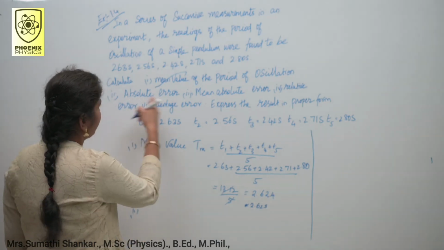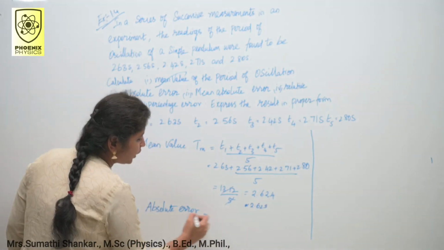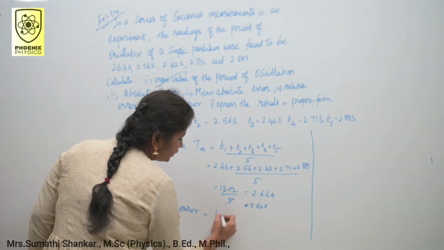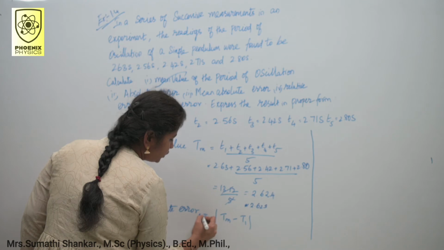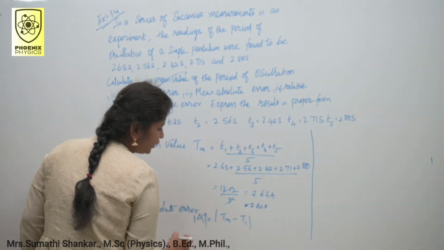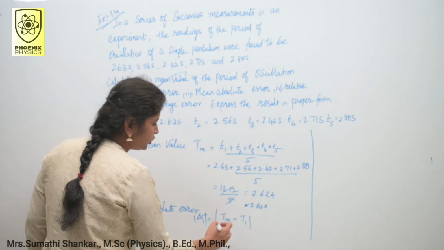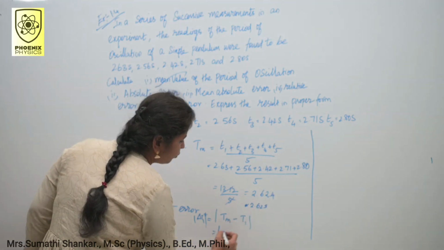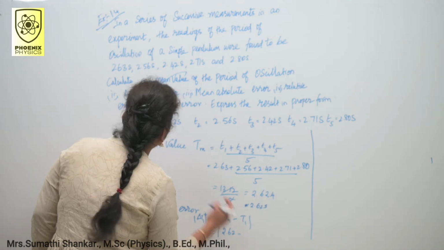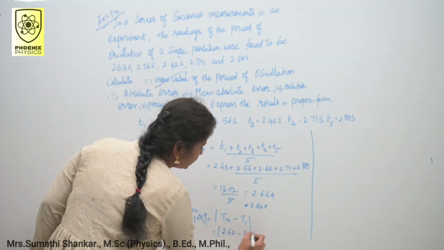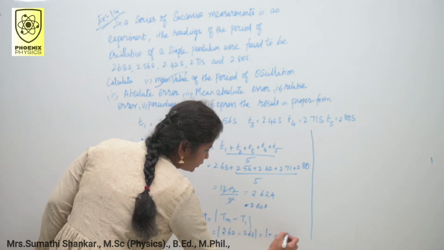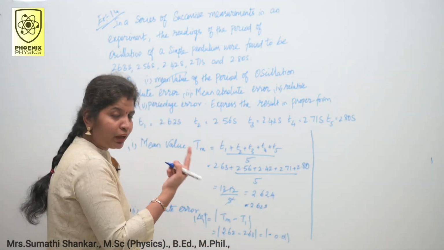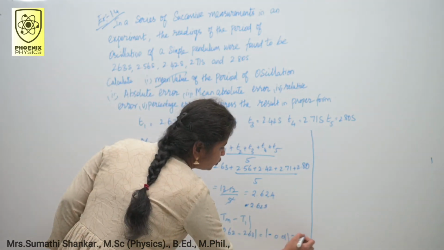Second one is absolute error. How do you calculate absolute error? The magnitude of the difference between Tm and T1 is our delta T1. Modulus of delta T1 can be written as Tm minus T1. What is our Tm value here? 2.62 minus 2.63. You get minus 0.01 second. But here we are taking magnitude, so simply you can write it as 0.01.